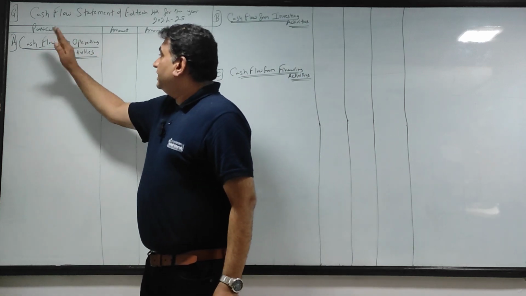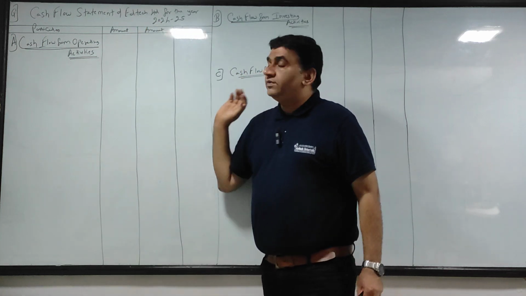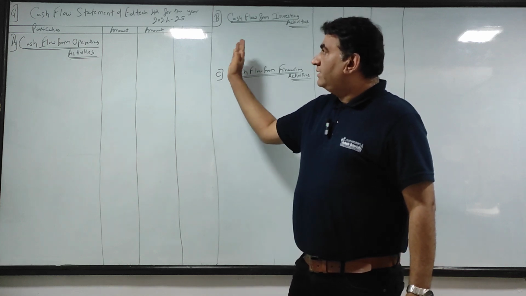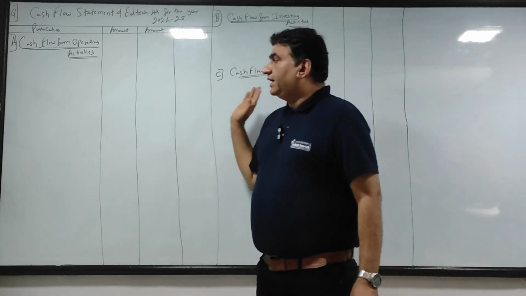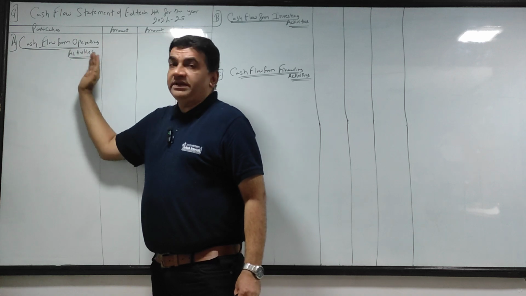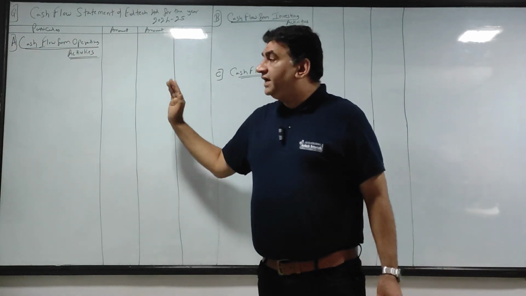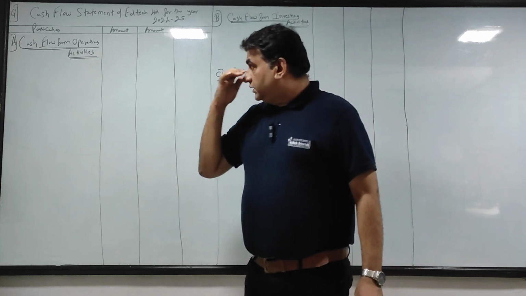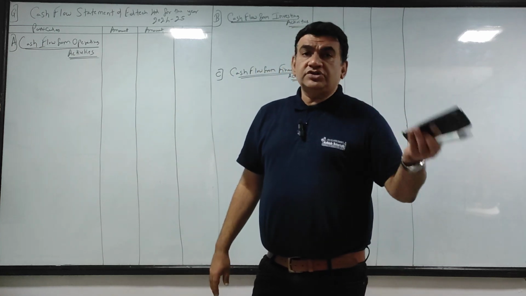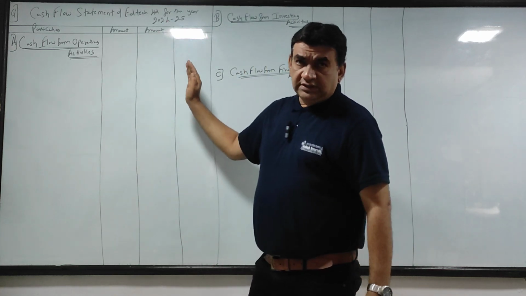The name of the company I have kept is Edtech Limited. So you will give the heading: cash flow statement of Edtech Limited for the year 24-25. A, cash flow from operating activities. Now what you will do, you make one full page and part of the solution will go on the next page. Particulars, 3 columns of amount.